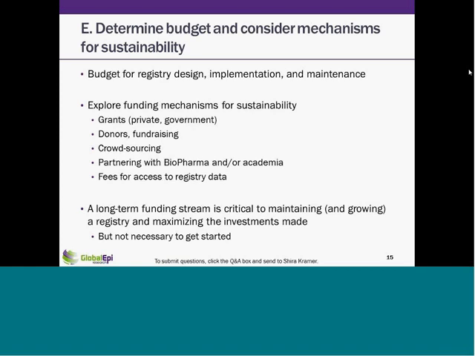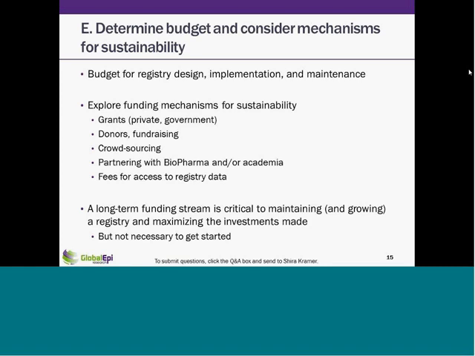Something that's often overlooked in the planning stage is consideration of how to fund sustainability of the registry over a longer period of time. This is an important issue to think about, even in the planning stages, because you don't want to go through the effort and expense of setting up a registry with all of the expectations of its future value, only to have to abandon it because of lack of funding support. Therefore, it's advisable to consider sources of funding for the future, including public or governmental grant programs, foundations, or partnering with biopharma and/or academia.